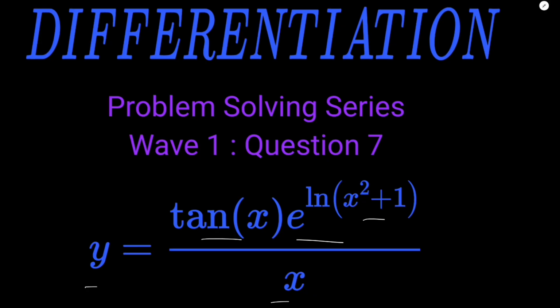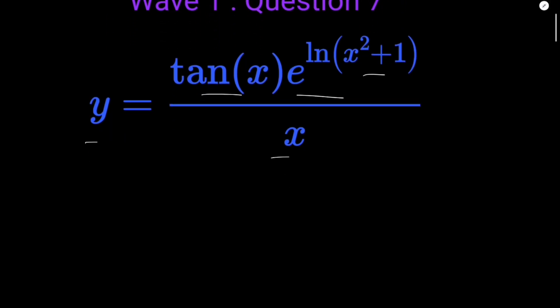So what's the first thing we have to do? Notice that the numerator has the tan function and an exponential function with a log inside. Then the whole thing is divided by x. So firstly, we're going to simplify this equation. Let's not say simplify, but partition this equation. Let's start with our numerator.